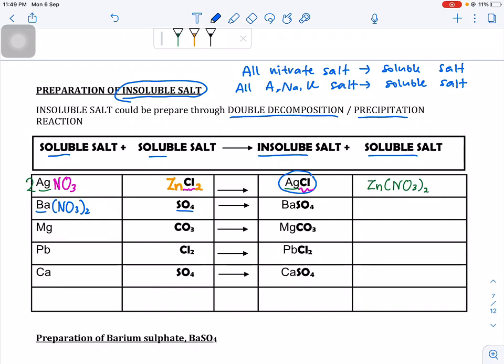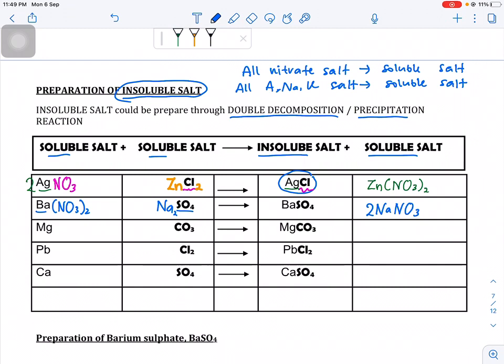So kalau I pakai barium nitrate, the next soluble salt I can choose like sodium sulfate, but make sure the formula is correct. So my insoluble salt is barium sulfate, and another soluble salt is sodium nitrate. Make it balanced. Put 2 here. Okay, it's balanced.